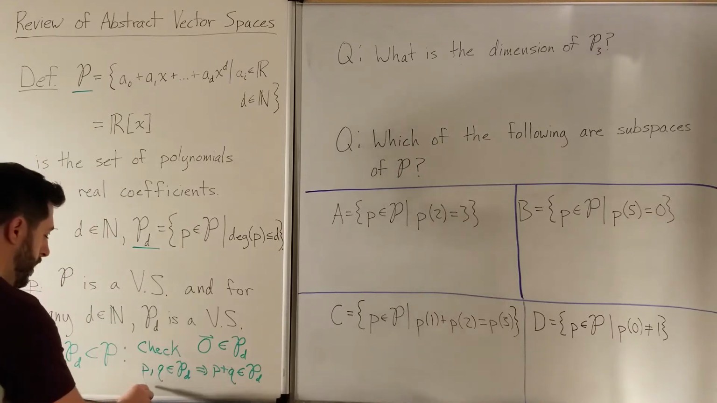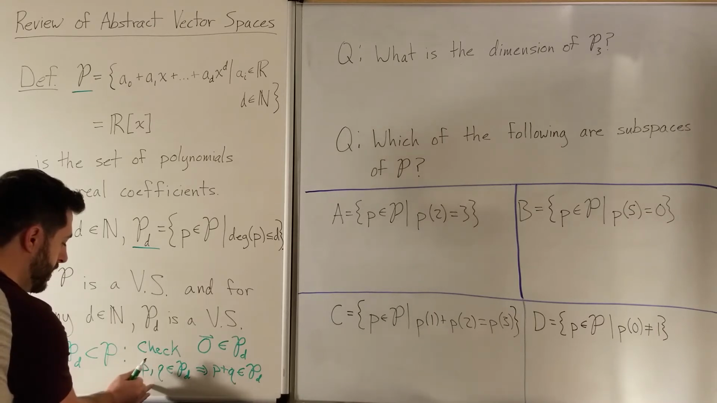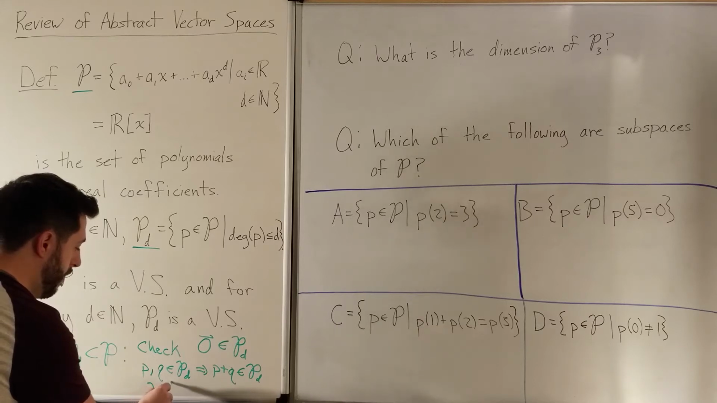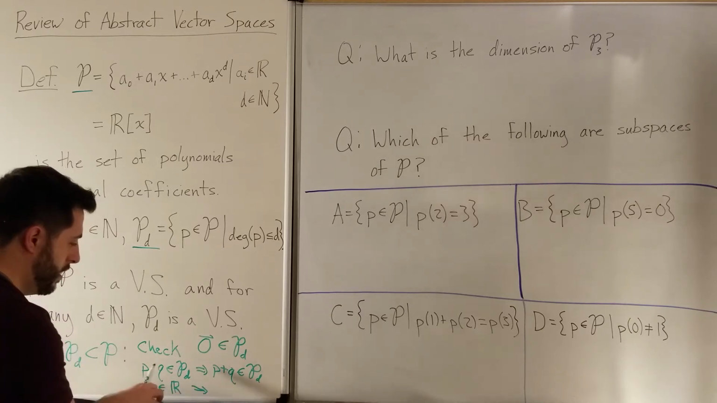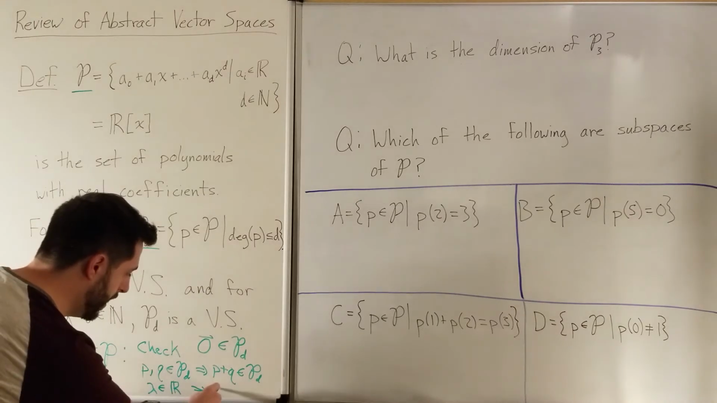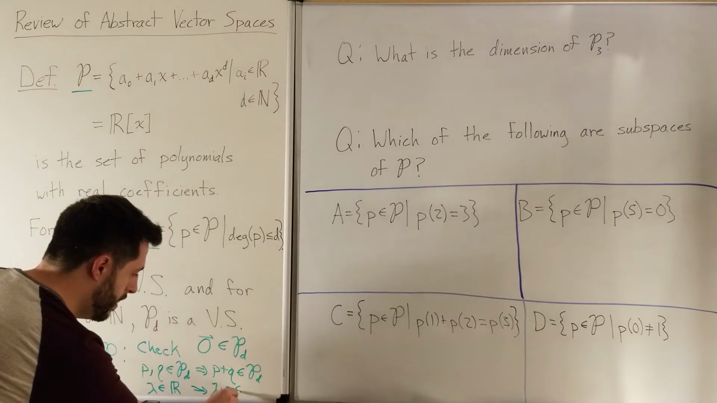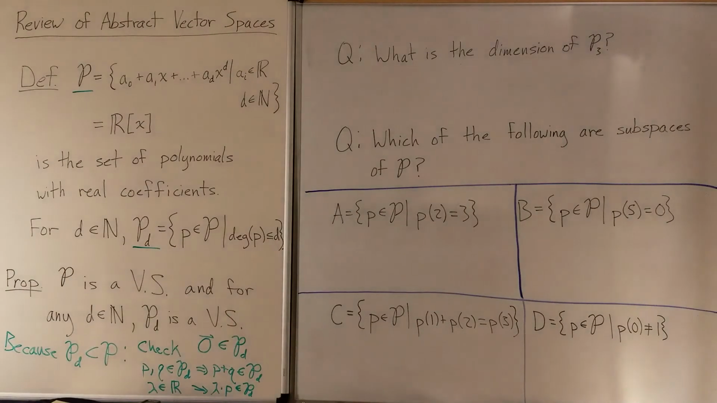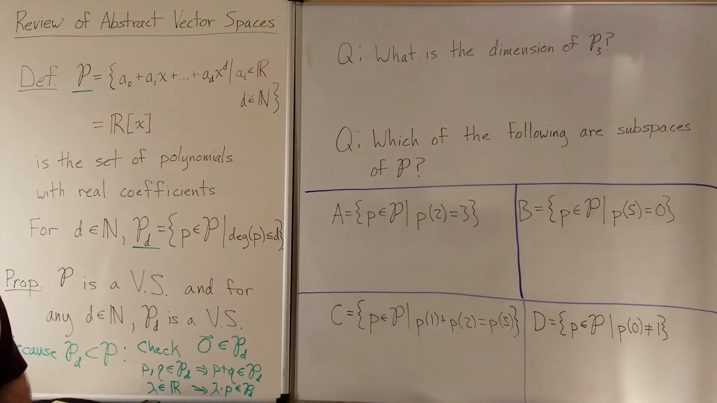And finally, if P is in P sub D and lambda is in R, sorry about the handwriting here, it's very difficult to write on the bottom of the board, then lambda times P is in P sub D. Okay, so we need to check that it's closed under scalar multiplication and addition, and we need to make sure it's not empty. In other words, the zero vector is in there.